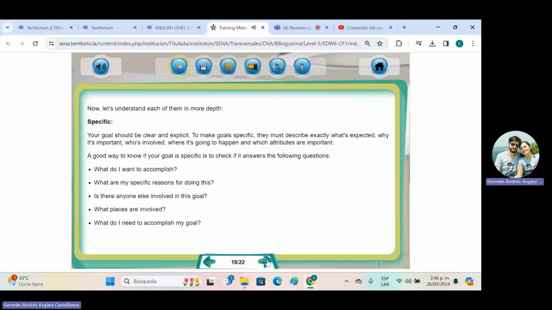Specific. Your goal should be clear and explicit. To make goals specific, they must describe exactly what's expected, why it's important, who's involved, where it's going to happen, and which attributes are important. A good way to know if your goal is specific is to check if it answers the following questions. What do I want to accomplish? What are my specific reasons for doing this? Is there anyone else involved in this goal? What places are involved? What do I need to accomplish my goal?